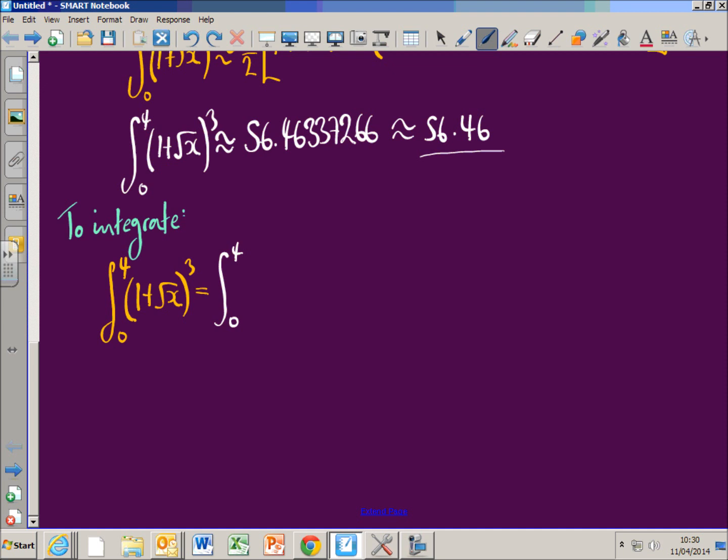I could times it all out, yeah? Definitely could do that. It'd take a bit of time, yeah? But there's a way that we can multiply out brackets very quick on C2. Do you remember what it's called? It's called the Binomial Expansion. Okay. So can you remember how it works?